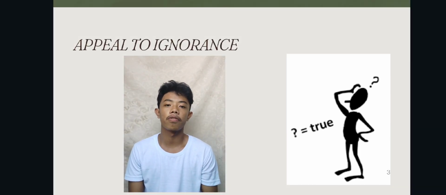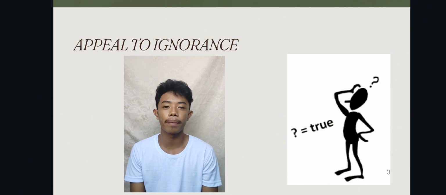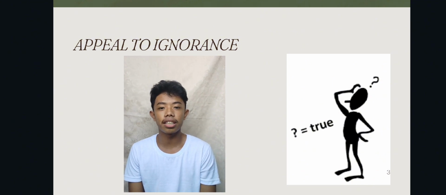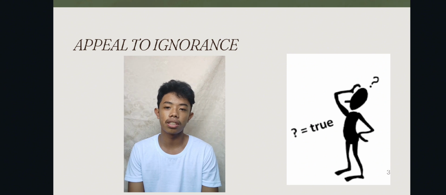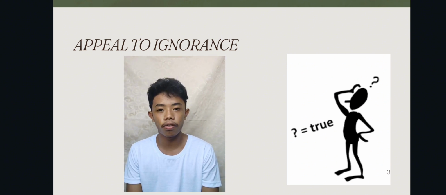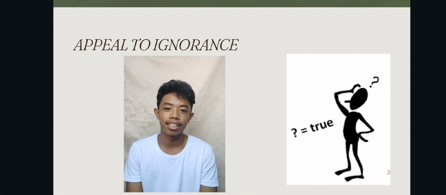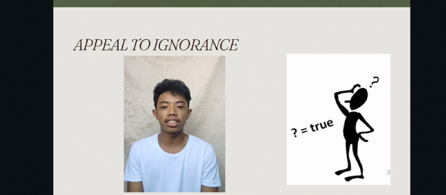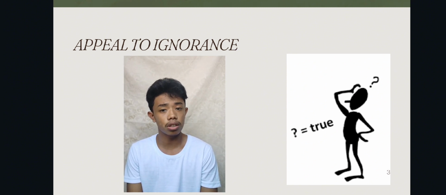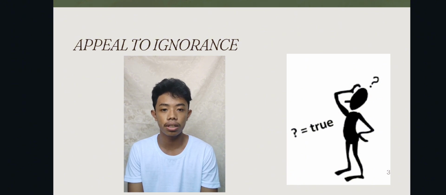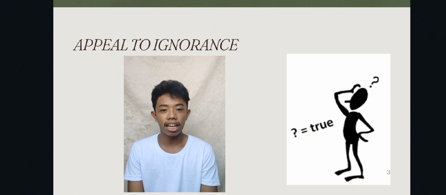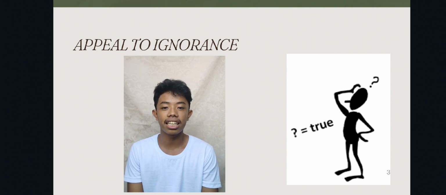So the next type of fallacy that we will discuss is called appeal to ignorance. It occurs when something is instantly concluded to be true just because it is not proven to be false, and vice versa. This fallacy exploits uncertainty, asserting that a statement is true because it hasn't been proven false or vice versa. It neglects the importance of evidence and critical examination, relying on gaps in knowledge rather than substantive reasoning. We will show an example about this fallacy.